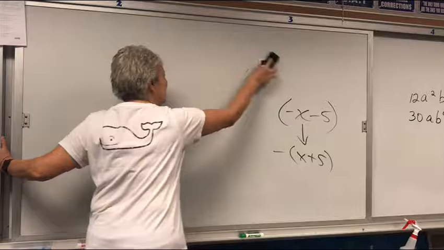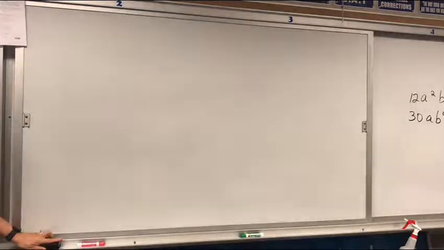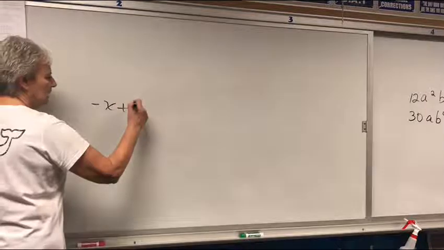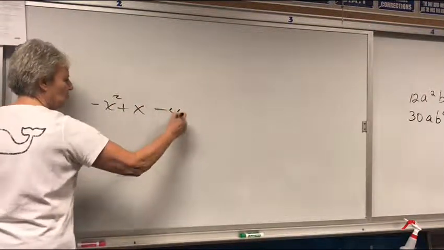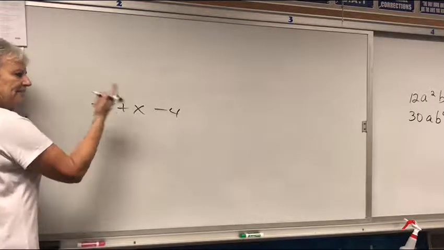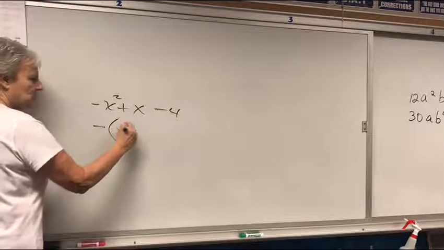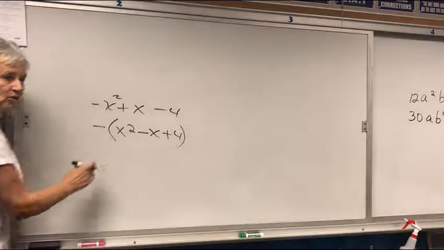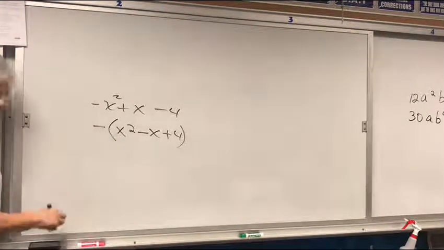If you have a leading coefficient in your binomial that's negative, or trinomial, but you're not ready for that, it has to come out. Here's an example. Negative x squared plus x minus 4. I want the negative out of there, so I would rewrite it as the opposite of x squared, negative x, positive 4. These are equal. This is what you have to do when you're factoring. It has to go away.